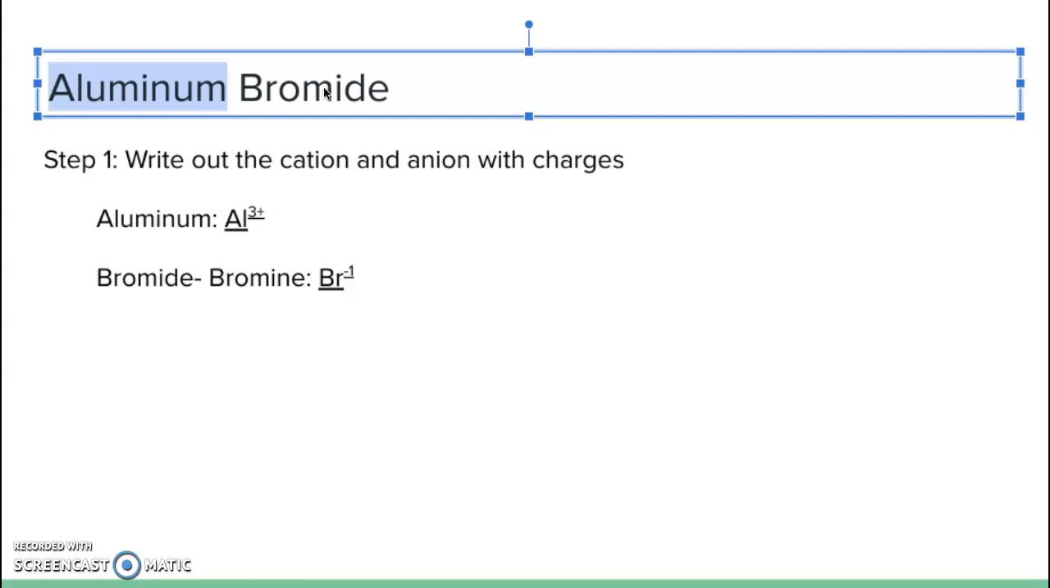Anytime I have an ionic bond, my anion is going to end in "ide." So bromide is actually the element bromine. I changed that ending to "ide" because I have an anion. And so bromine, I know, has a Br1-.